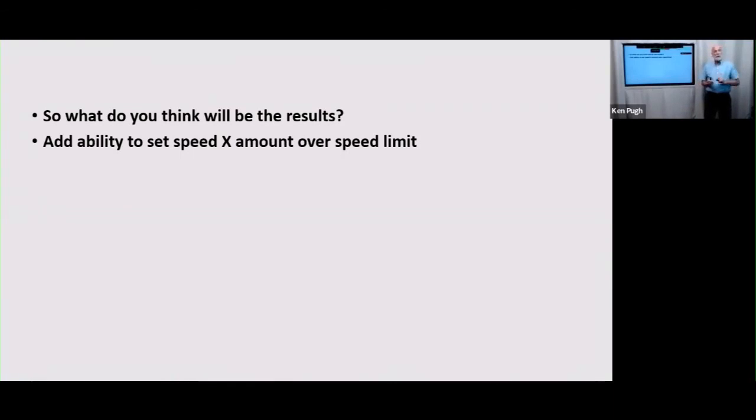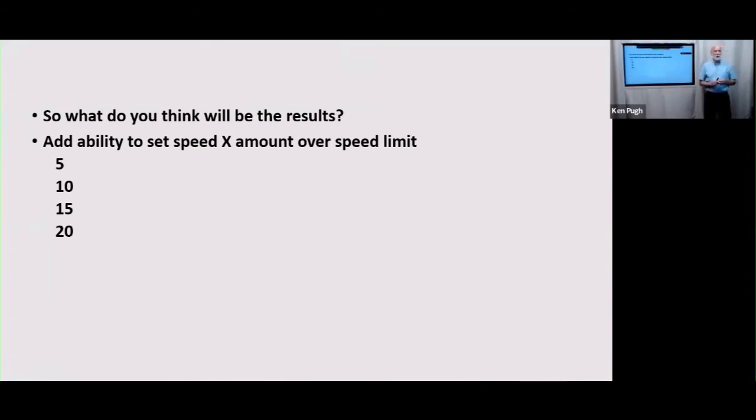So maybe we need to alter and pivot on this hypothesis and give the ability to set the speed X amount over the speed limit. And now the question is, what should that be? Should it be 5 miles per hour? 10? 15? 20? How much? Good question.